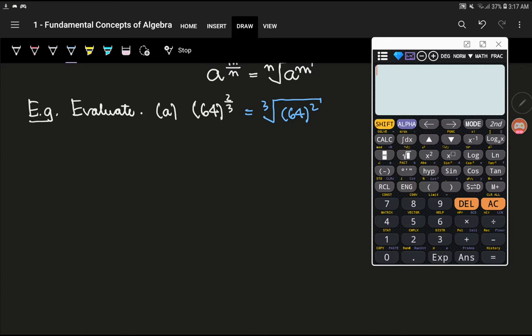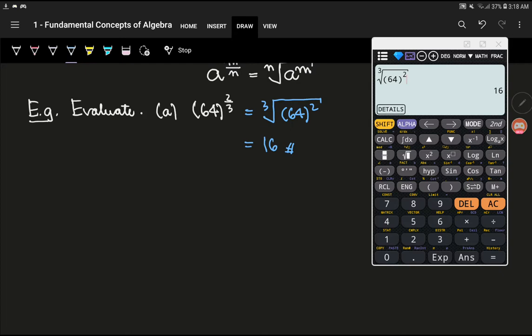I cannot find the standard calculator that is used in the university, so I just use the scientific calculator provided in the Play Store. We have this form: shift, this one, 3, then bracket, don't forget the bracket, 64, close bracket, squared. When we use the calculator, we have the answer 16.